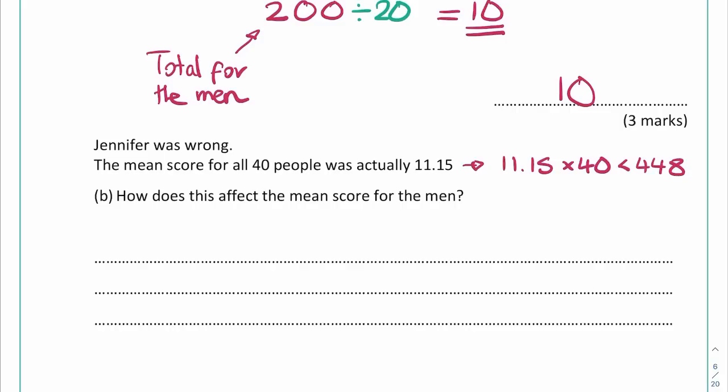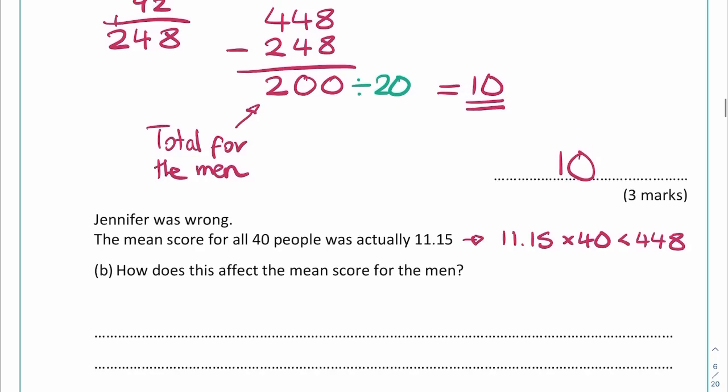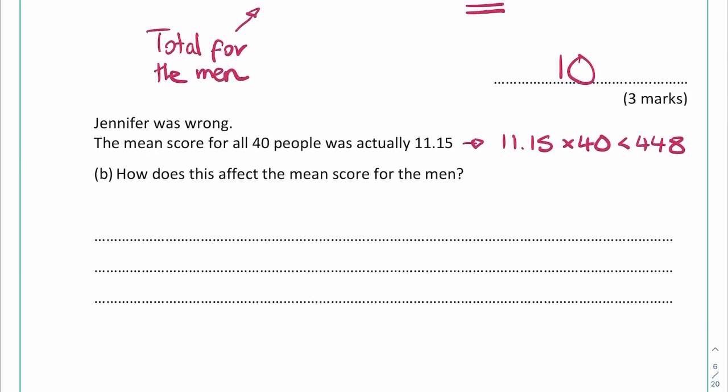Now that means that the total for the men would be less, because we'd still take away 248, the total of the women and children. But that would mean we would do a smaller number divided by 20, and therefore the men's mean would be smaller. So we would say the mean would be less, or any variation of this language, the mean would be less.